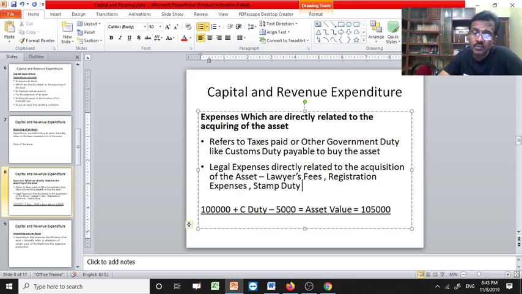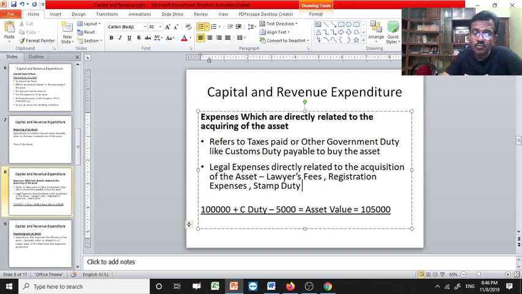If you do not pay these expenses, you cannot acquire the asset concerned. If you do not pay the lawyer's fees, if the registration expenses are not paid, how can you acquire the asset? It's not possible. If you do not pay the stamp duty, you cannot buy the asset that you are intending to buy. So these are compulsory expenses. But since these are expenses related to the acquiring of that particular asset, you must add these expenses to the value of that asset. That is, you should capitalize.